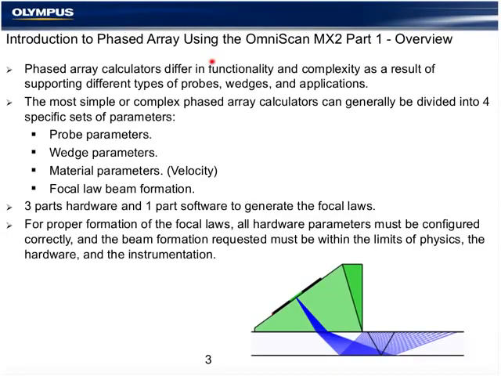So back to the presentation. In today's lesson, we're going to mainly focus on the hardware and the probe, wedge, and materials, and some introduction to the beam formation.